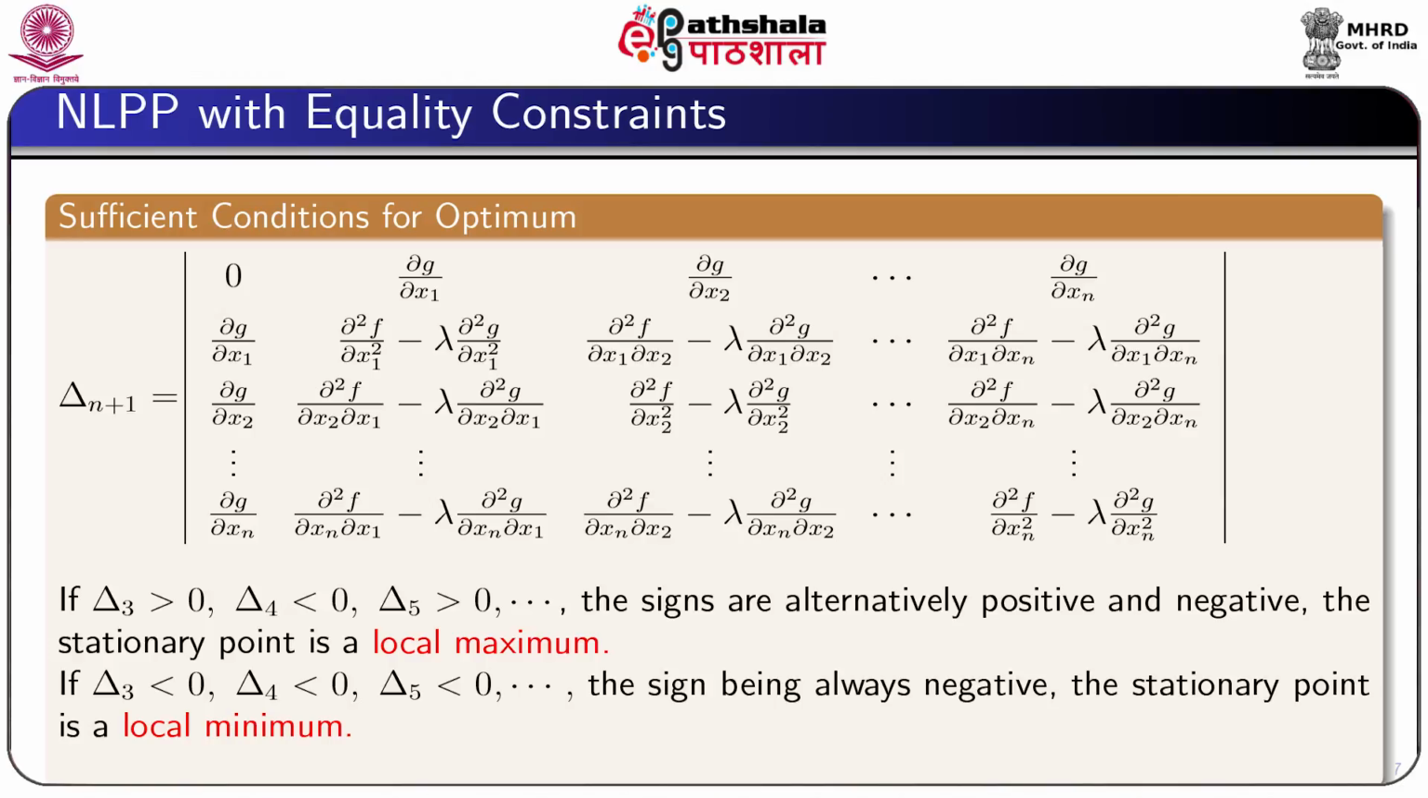And if delta 3 less than 0, delta 4 less than 0, delta 5 less than 0 and so on, that is, the minors of order 3, 4, 5 and so on are always negative, then the stationary point is a local minimum.